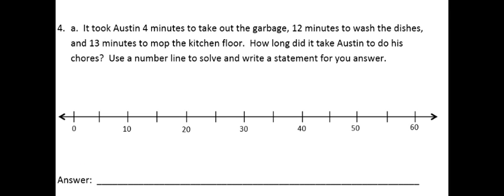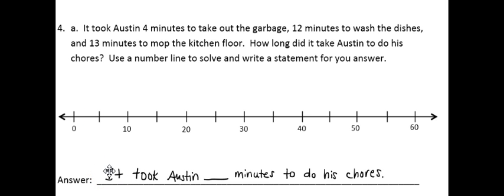The next question says, it took Austin 4 minutes to take out the garbage, 12 minutes to wash the dishes, and 13 minutes to mop the floor. How long did it take Austin to do his chores? And we're going to solve this on the number line. I'll start by writing a statement for my answer. I'll say it took Austin blank minutes to do his chores.